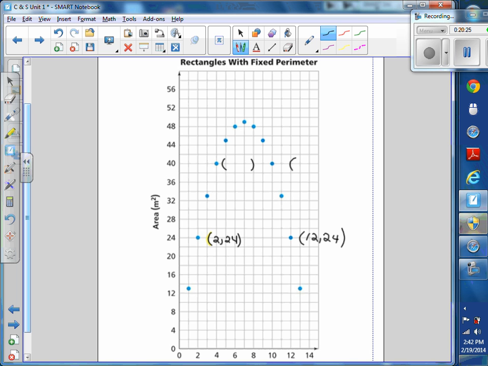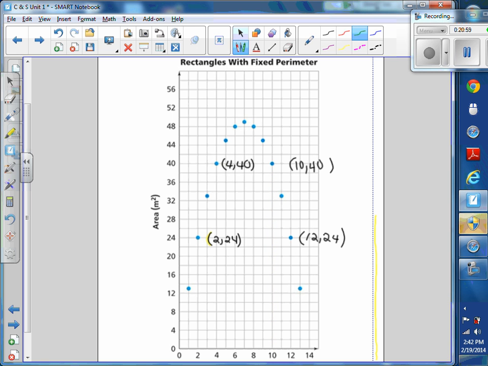Okay. And this one looks like an easy one to get. What are those 2 points? 4, 40. And 10, 40. It's 10, 40. Right there, right? Yeah. 10, 40. Right there. Okay.